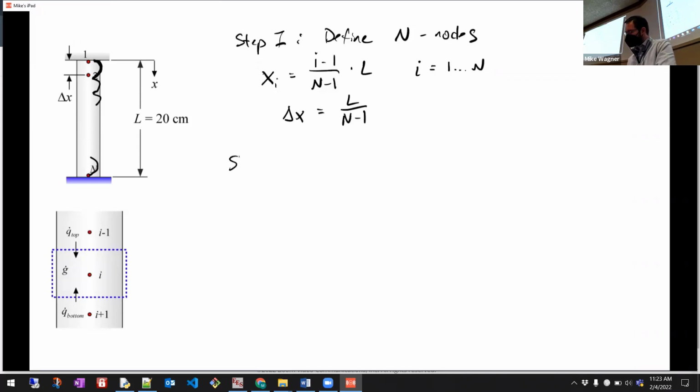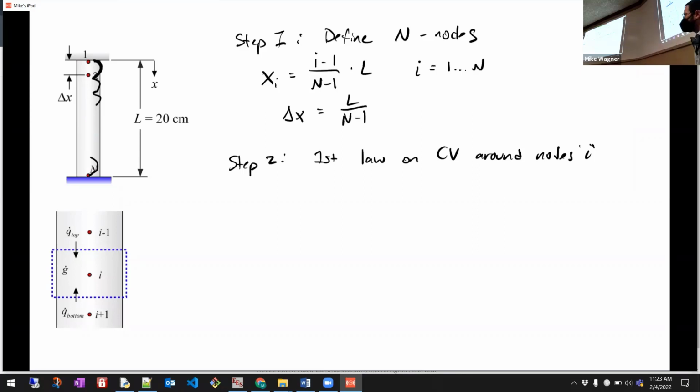Step two is we're going to do a first law on the control volume around each node. First law on the control volume around node i. All right, so let's see. I've drawn down here at the bottom this domain. We're picking some node in the middle here, and we've got i-1 and i+1, and we kind of blew it up. So we've drawn our control volume so that it's symmetric, or evenly distributed, around i.